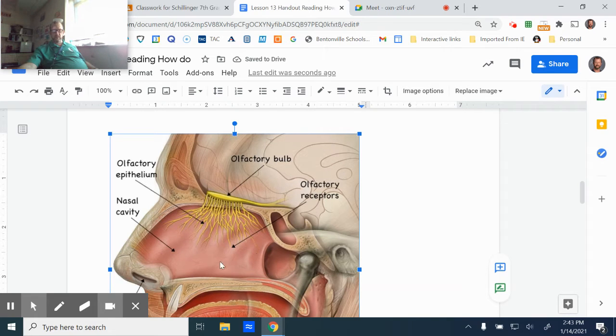So you have this big old nasal cavity right here, which is all inside of our head. And actually, my brother had the cartilage of his nose broken, and they put 33 feet of gauze in this little cavity right there. It's a pretty good size cavity.